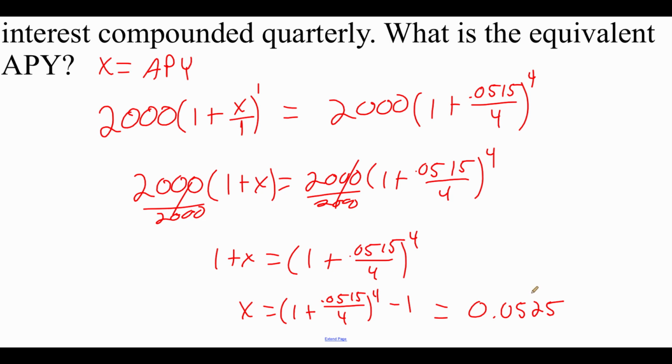And if we were to take that and convert that into a percent, it would be 5.25%. So what that means for us is this $2,000 investment that we had at 5.15% compounded quarterly for 1 year earns the exact same amount of interest that we would get if we took our $2,000 and invested it in an account that paid 5.25% just one time at the end of the year.